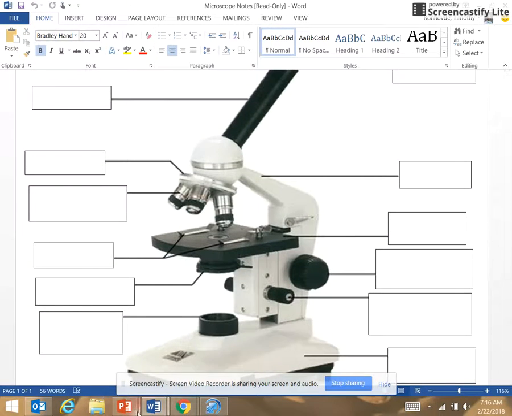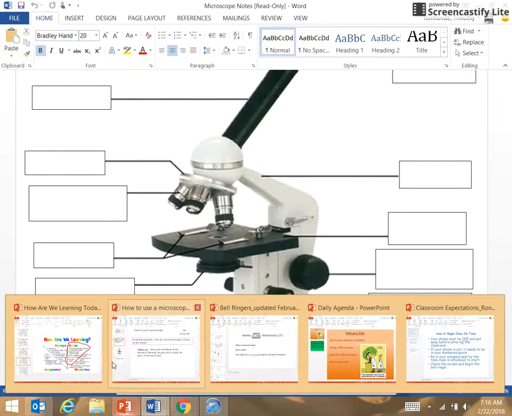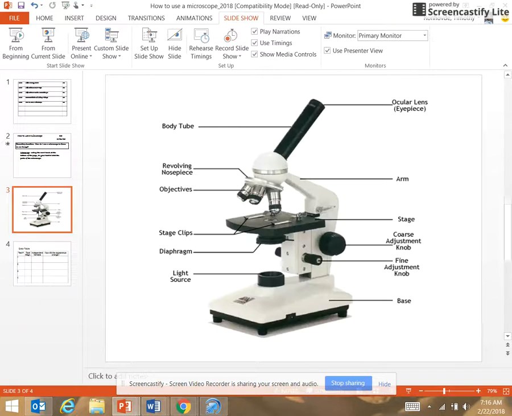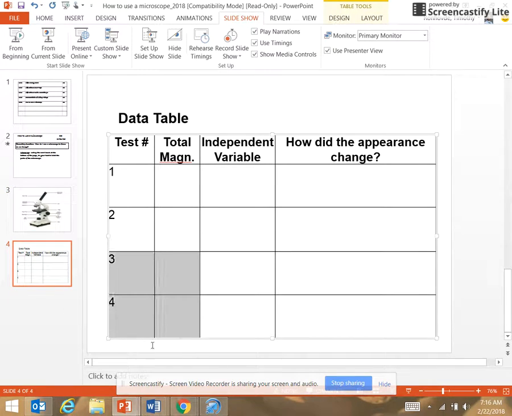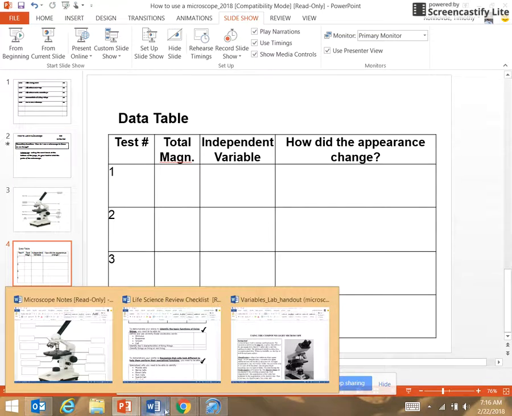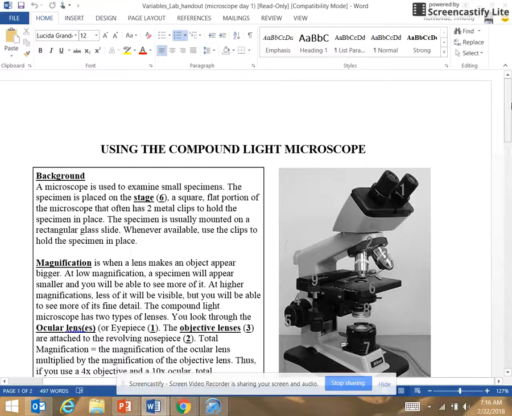And afterwards, we just went through a key real quick, so you would know what to call all the parts of a microscope. And that came in handy doing the lab, so you could use the terms properly. All right, after that, you set up your data table, which is pretty straightforward. And we went through an activity with your lab groups.